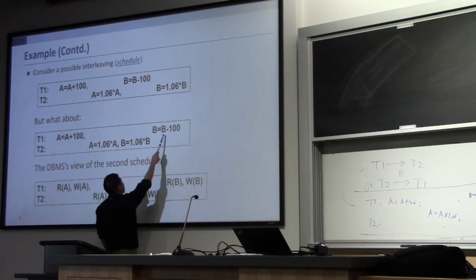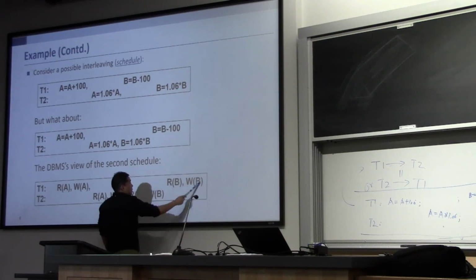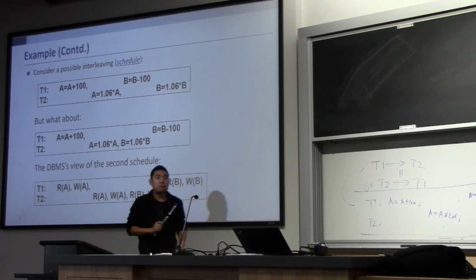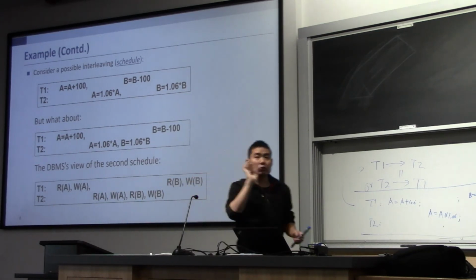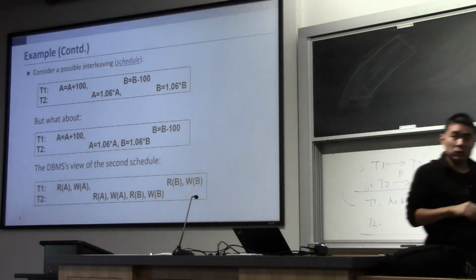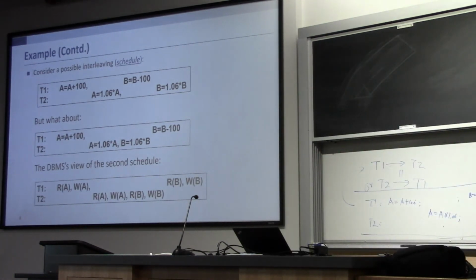Similarly here, you read the value of B, you do something, then you come back and ask me to write the value of B. So that's going to be the abstraction we're going to use. You actually don't care whether it's a $100 transfer or 6% interest. It's the sequence of read and write. Do you follow that?